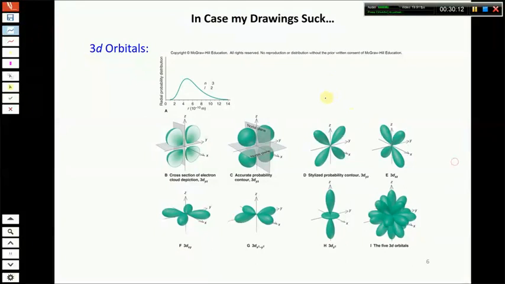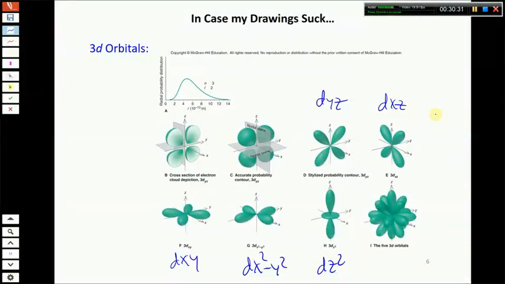This is dyz, dxz, dxy, dx squared minus y squared, and dz squared. Those 5 pictures show you what those look like, and it's helpful to be able to recognize those for the types of problems we'll do.